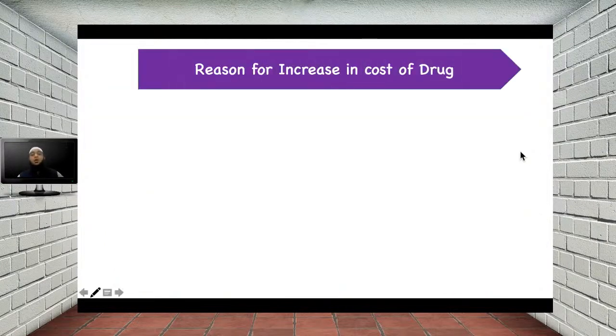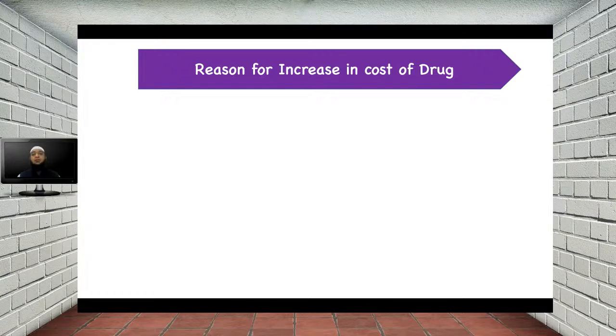Now let's see what are the reasons for increase in the cost of the drug. Healthcare spending is different, and the cost of the drug is different. Maybe you are spending ₹2 lakh on the treatment of COVID-19 in a hospital, where you are getting the same medicine as you might have received in a government hospital. But what is the difference? The type of services you get in a private hospital or a five-star hospital is different from the type of services you get in a government hospital. Okay, so this is the difference between the overall healthcare spending and the spending on the drug.